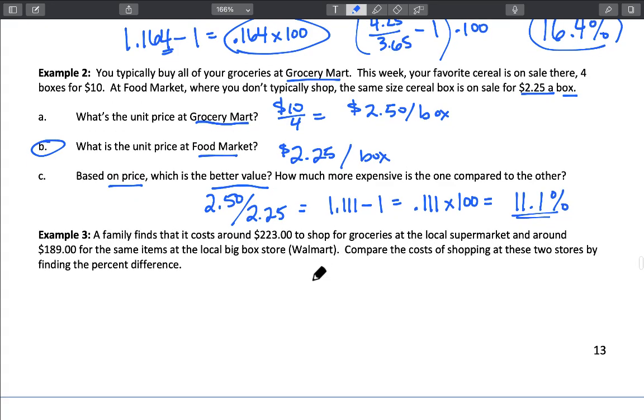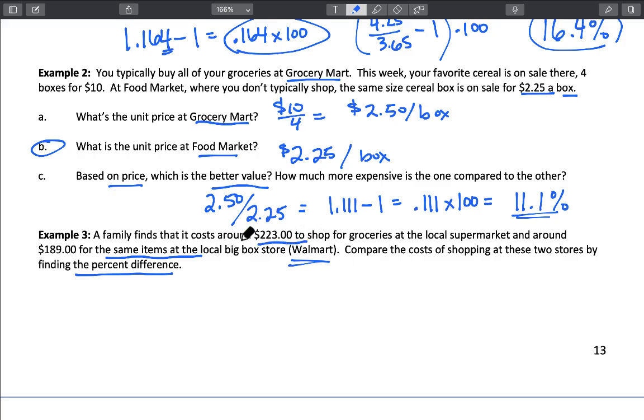All right, guys, here's our final example for today. We've got a family that finds it costs around $223 to shop for groceries at the local supermarket. And then it costs $189 for the same items at a local big box store like your Walmarts or Aldi's or maybe Meijer's or Sam's Club. Compare the cost of shopping at these two stores by finding the percent difference.